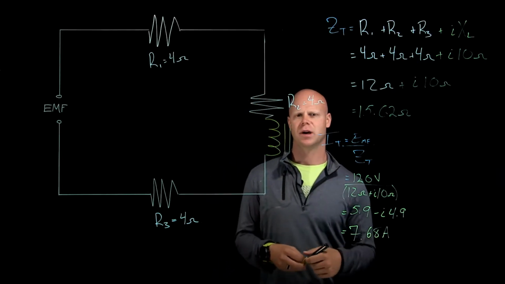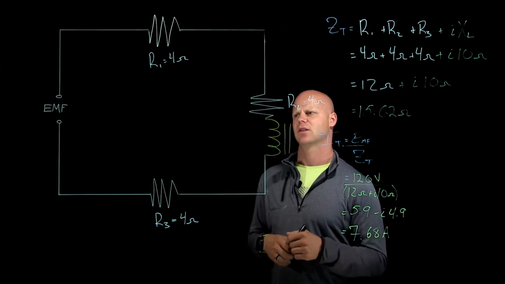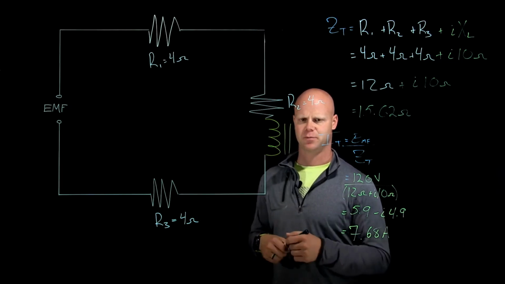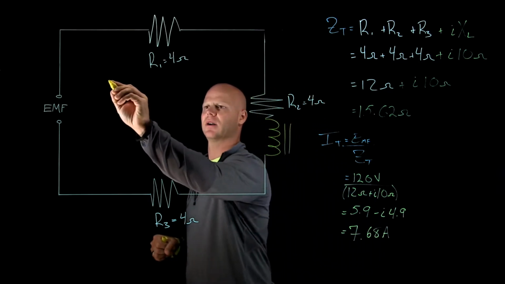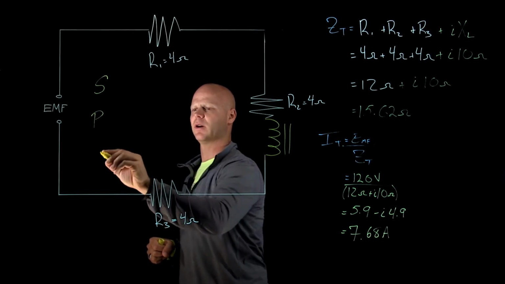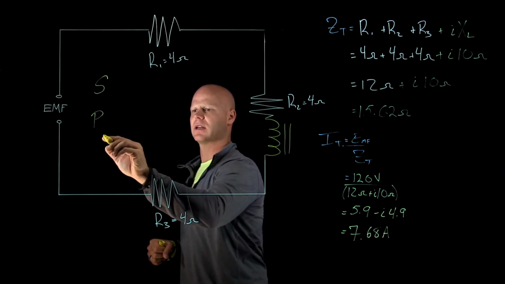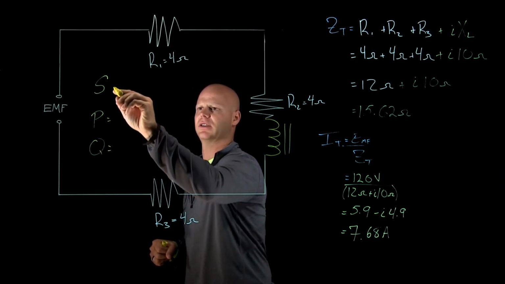Hi everybody, welcome back. The last thing that we're going to touch on with this video is the ways to calculate the three types of power that exist in this circuit. I have my apparent power, which is S. I have my real power, which is P or my watts, and I have my reactive power, which is Q.